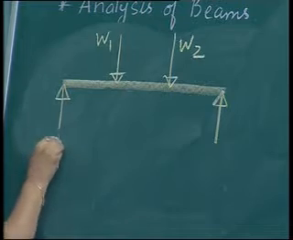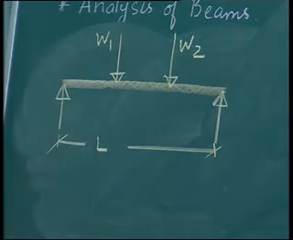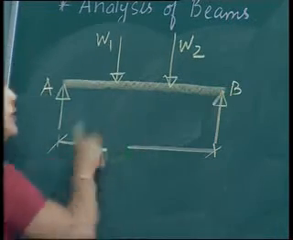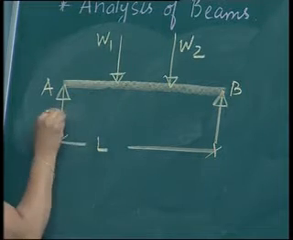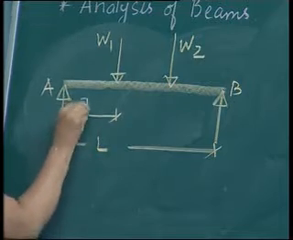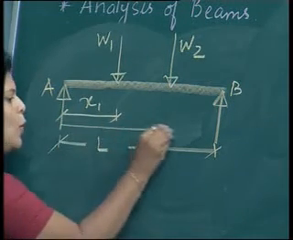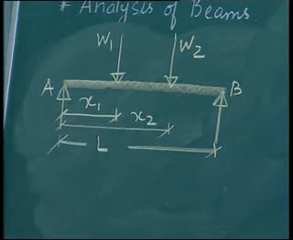Let the span of the beam be equal to L. Span is nothing but the distance between the two supports. So, if this is support A and this is support B, the distance between the two supports is L. Let us assume that the weight W1 is at a distance x1 and weight W2 is at a distance x2 with respect to support A.